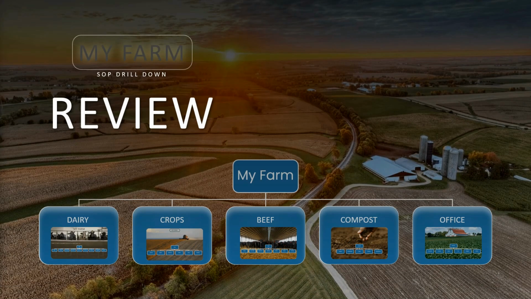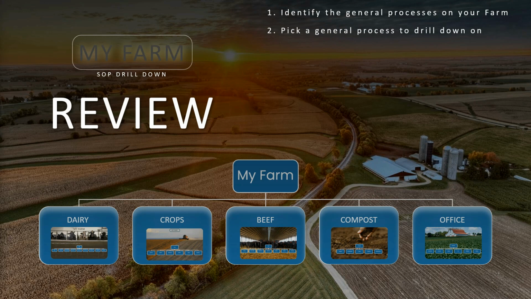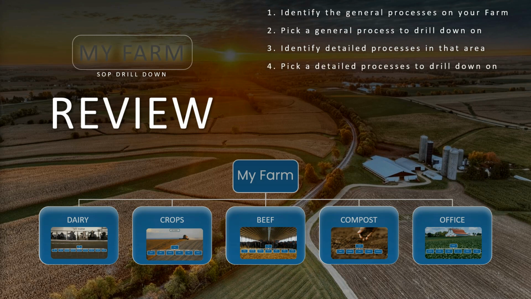Let's review what we covered in the presentation. The 6 steps to drill down and develop your SOPs. Step 1. Identify the general processes on your farm. Step 2. Pick a general process to drill down on. Step 3. Identify detailed processes in that area. Step 4. Pick a detailed process to drill down on. Step 5. Identify SOPs for each detailed process. Step 6. Write each SOP.